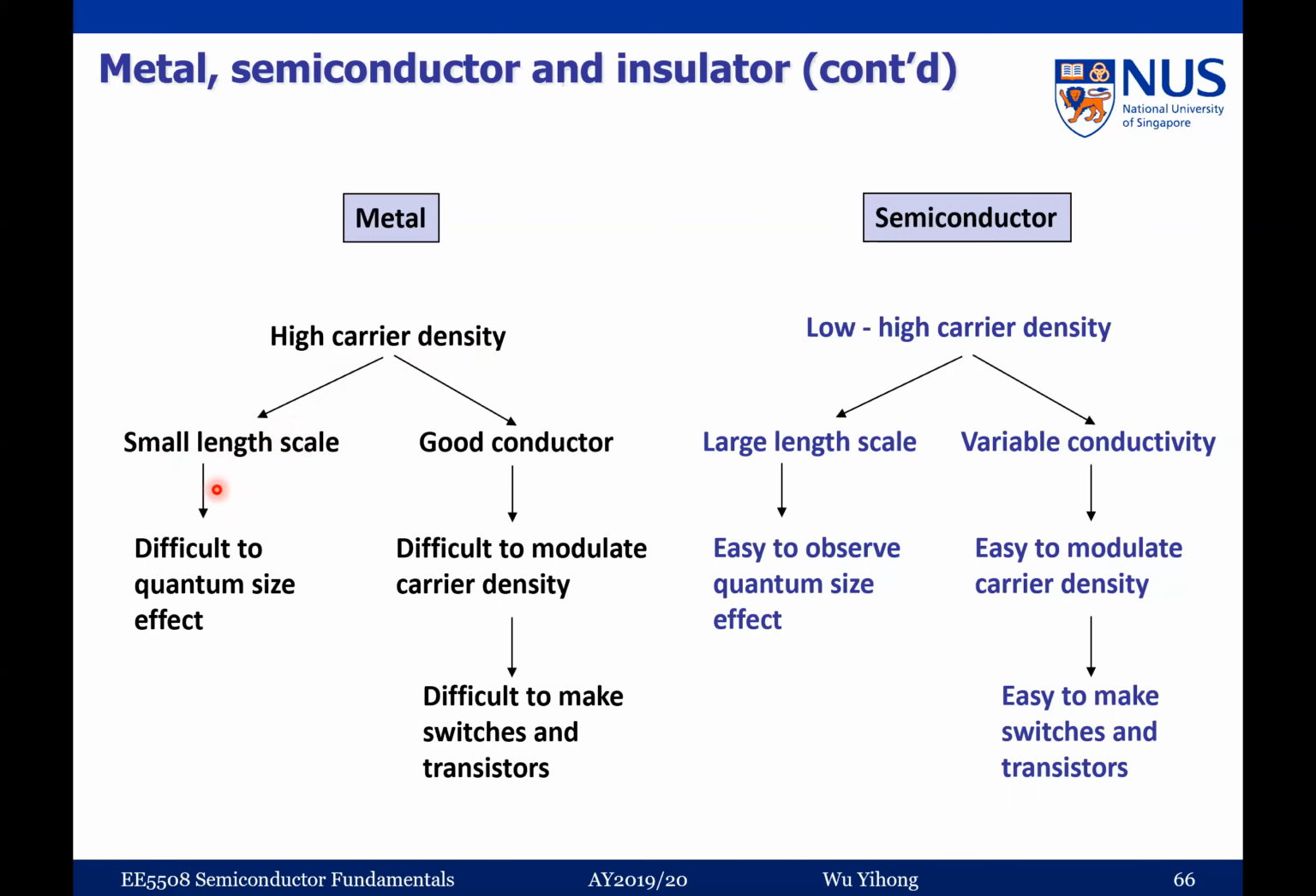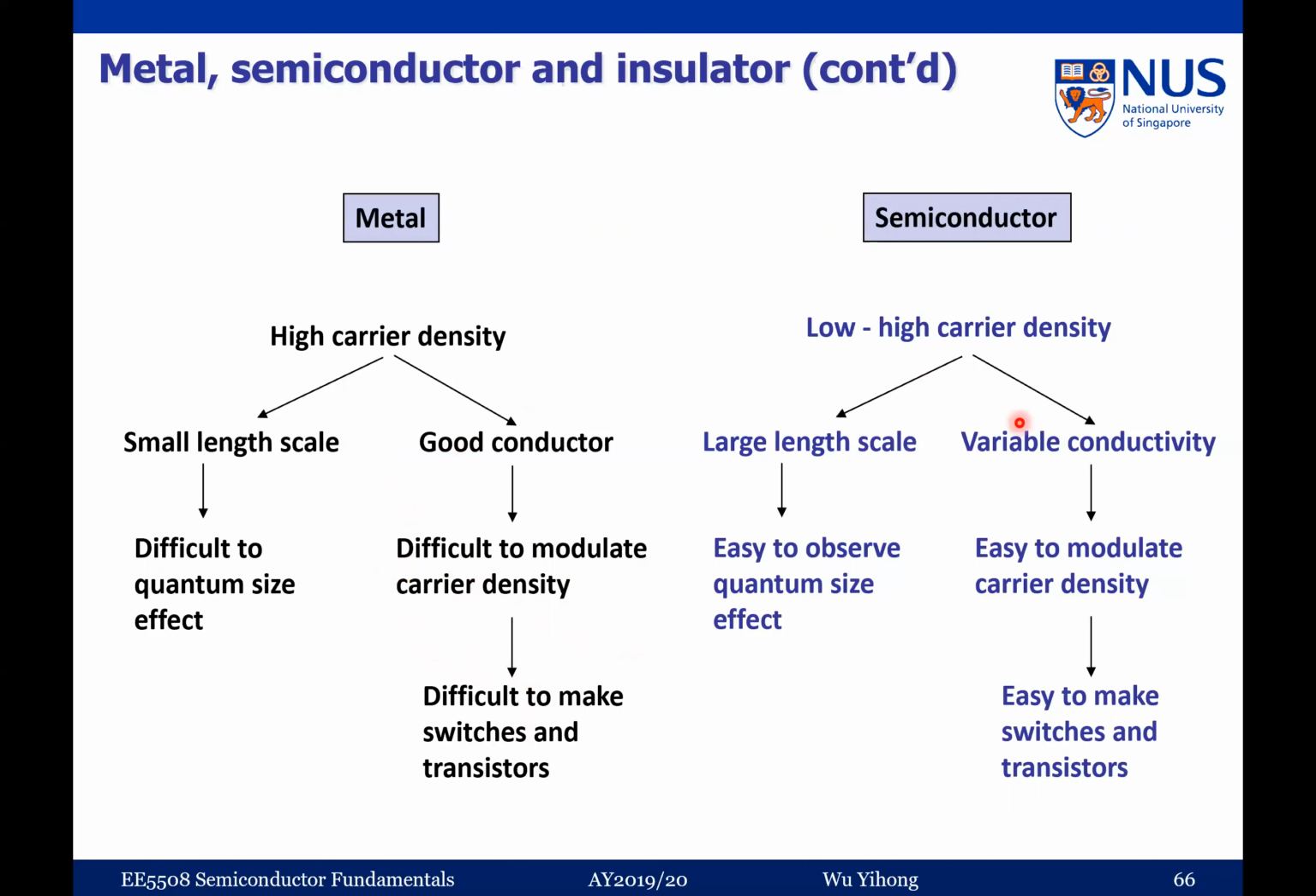So that's the reason why it's very difficult to realize the quantum size effect or quantum confinement effect in metals. And since you have a very high carrier density, of course it's a very good electroconductor, right? But it's very difficult to modulate the carrier density, or to make a device by controlling the electroconduction inside the metal. So now we still use metal as a conductor, but we don't use it as a functional device like a switch or a transistor.